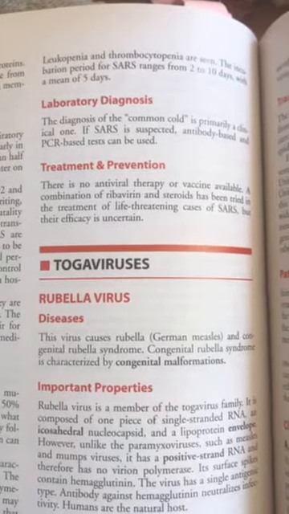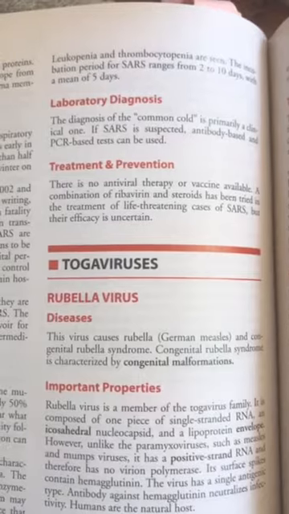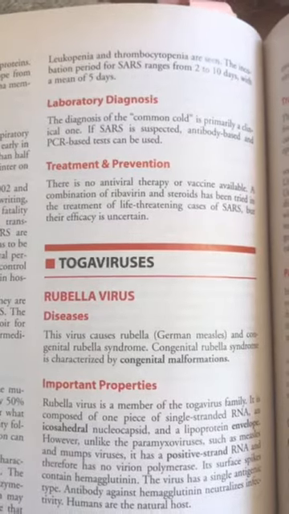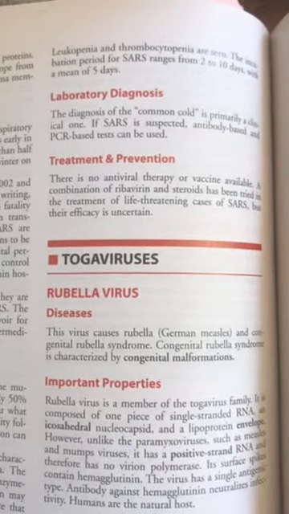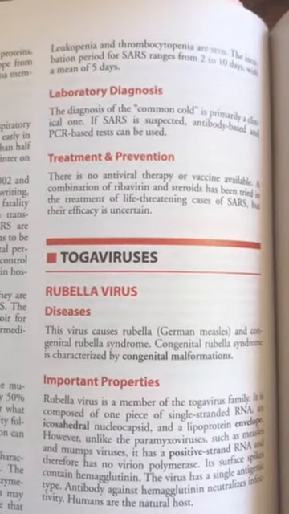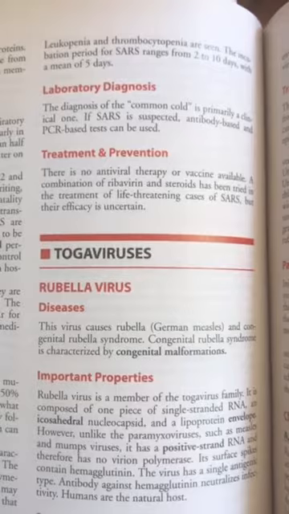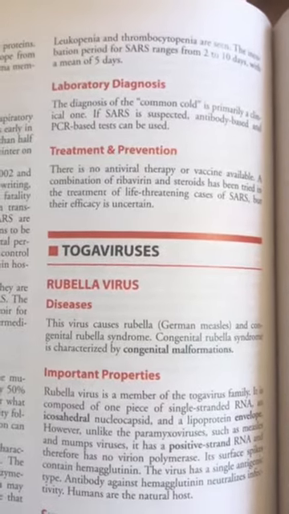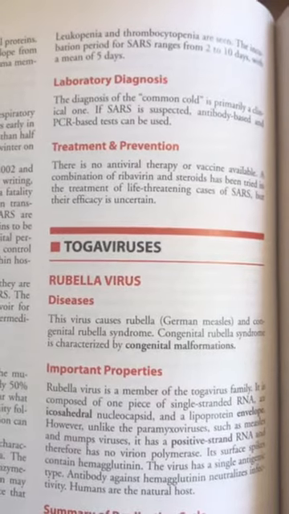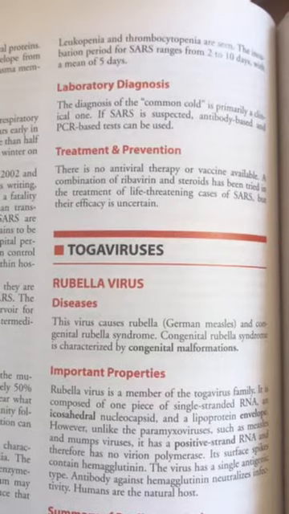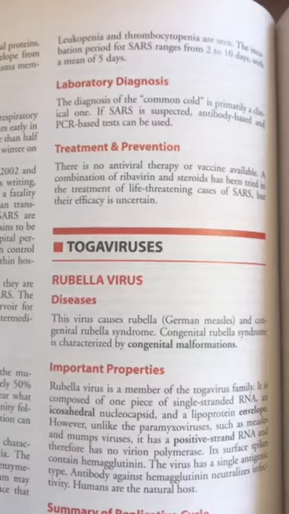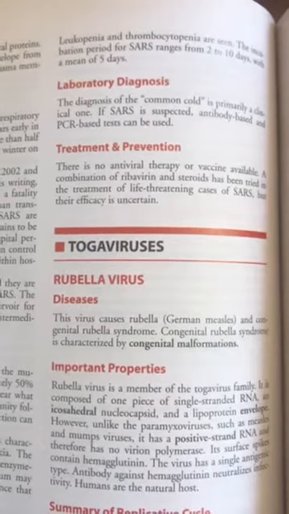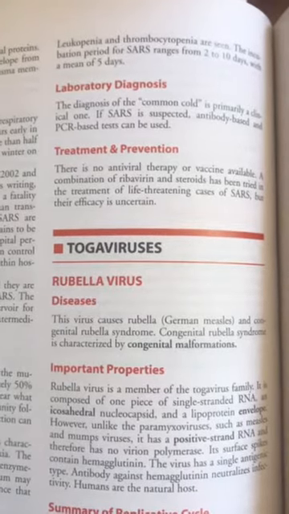The incubation period for SARS ranges from 2 to 10 days with a mean of 5 days. The diagnosis of the common cold is primarily a clinical one. If SARS is suspected, antibody-based and PCR-based tests can be used. There is no antiviral therapy or vaccine available. A combination of ribavirin and steroids has been tried in the treatment of life-threatening cases of SARS, but their efficacy is uncertain.